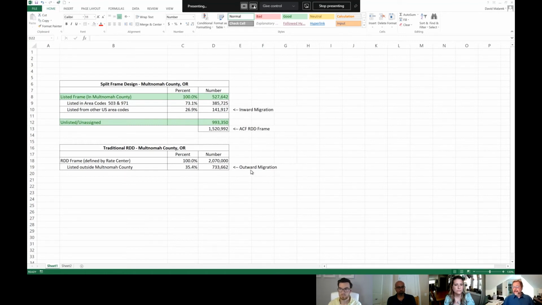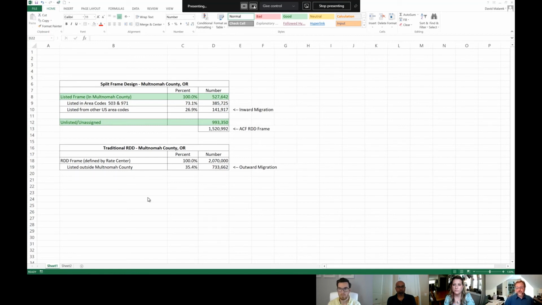Conversely, we have excluded from the traditional RDD frame everybody who's moved out of Multnomah County. So you're looking at over 700,000 listed telephone numbers that would typically be in a traditional RDD sample had you gone in and defined Multnomah County by rate center and just did a traditional cellular RDD sample. 733,000 of those listed numbers, which are going to be your more productive numbers, are really outside Multnomah County. Now, it doesn't mean they're all over the country. A lot of these numbers are probably in the surrounding adjacent counties, because Multnomah County is the city of Portland. A lot of people probably got their cell phones in Portland, but live in the suburbs and in adjacent counties.